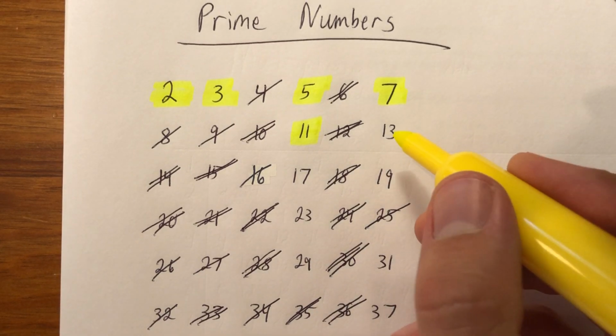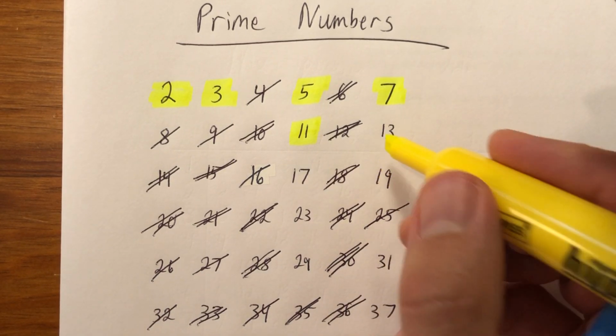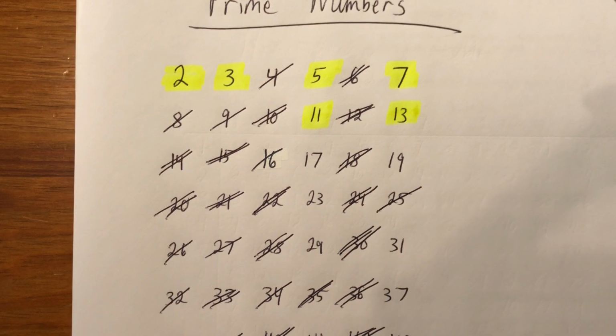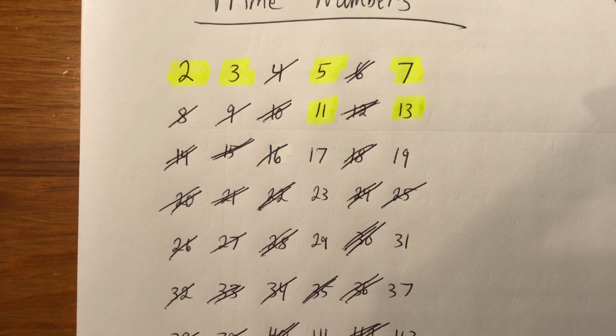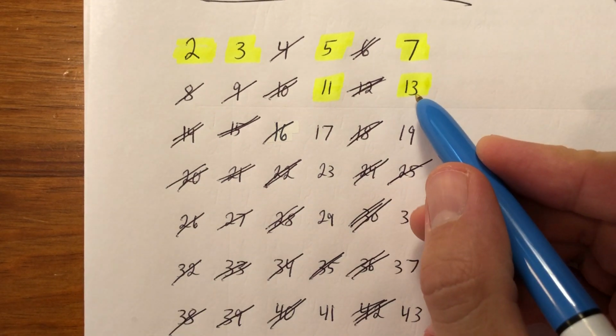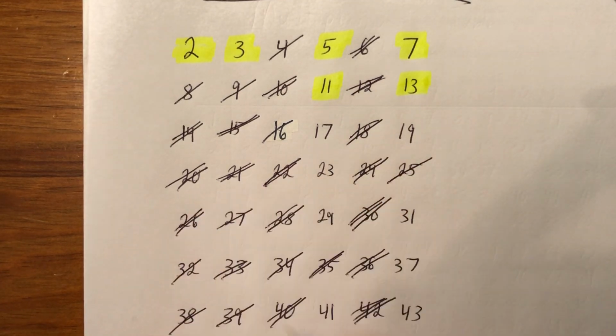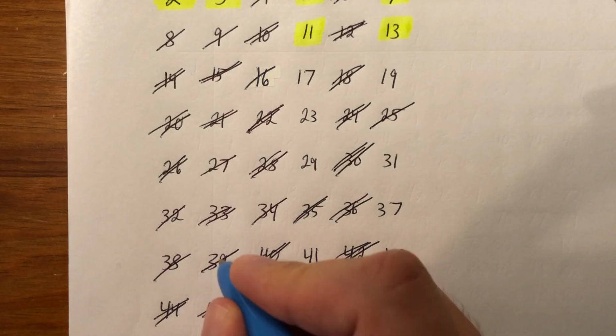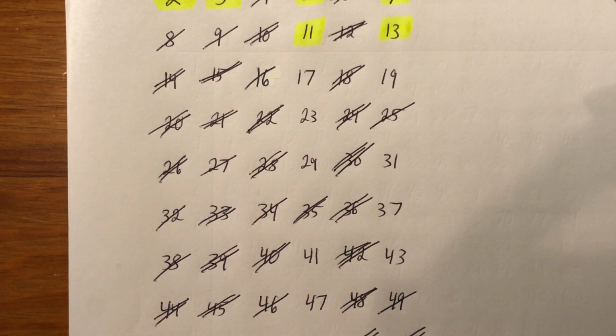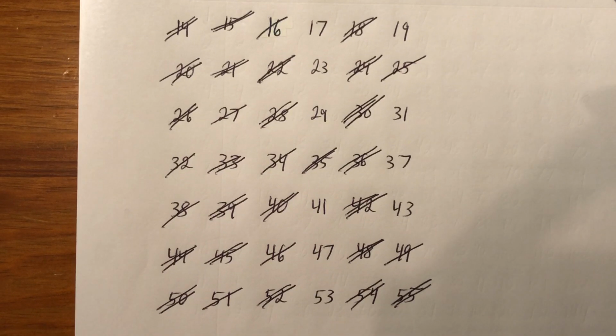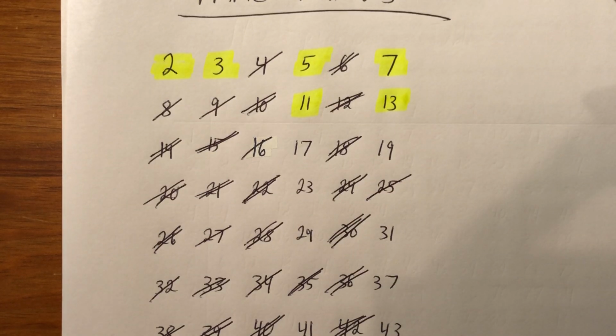13 is also prime. If we were to count by 13s, we'd have 13. This is more difficult and it's not on your multiplication chart. 13, 26, 39, and then 52. Okay.